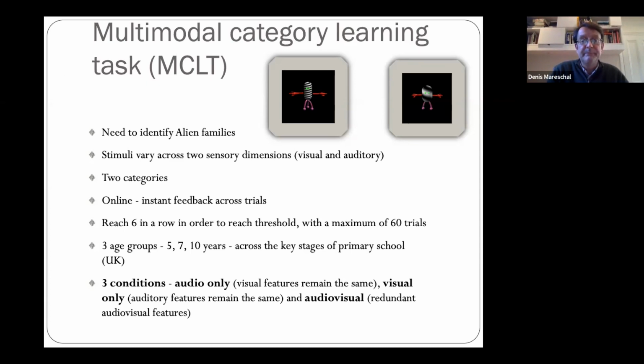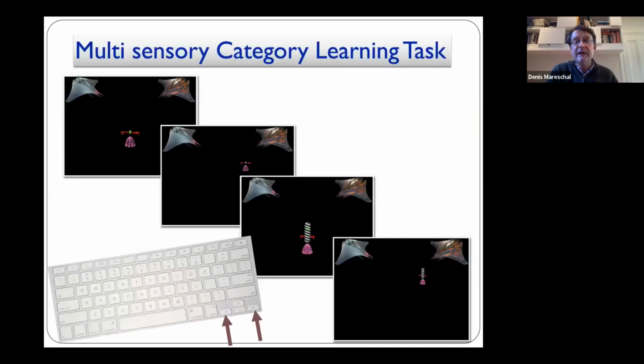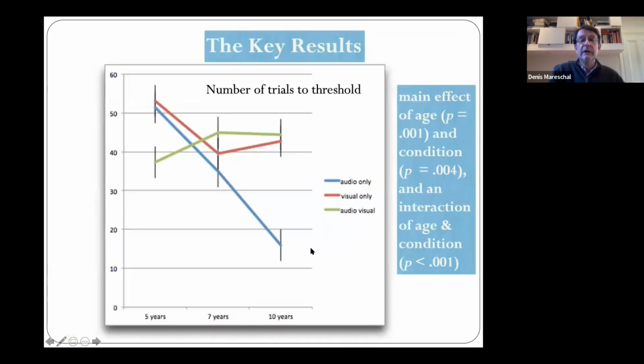And so very quickly, the alien appeared, the child made a choice, which spaceship did it live in, and then they got feedback because the alien then went off to the actual spaceship so they could see whether they were right or wrong, and then another alien appeared and so forth. In this particular task, they had up to 60 trials to learn the category, and learning the category was getting 6 trials in a row correct.